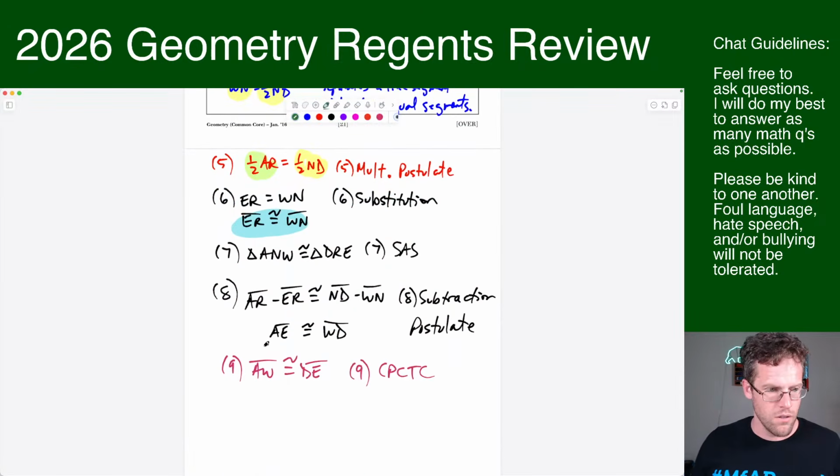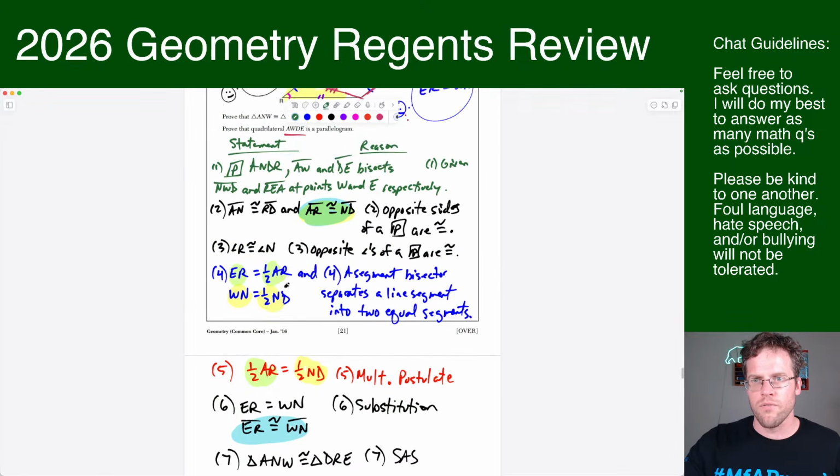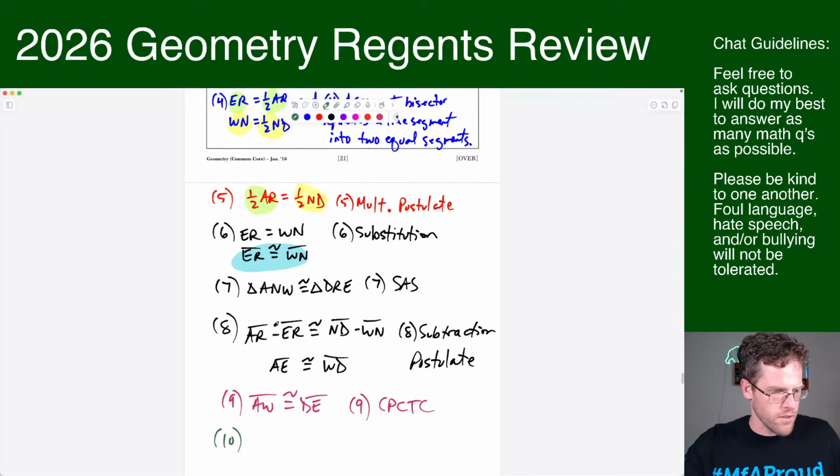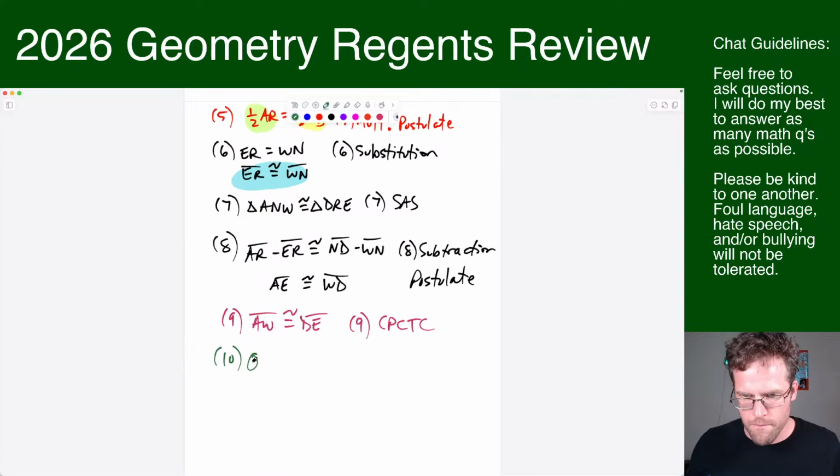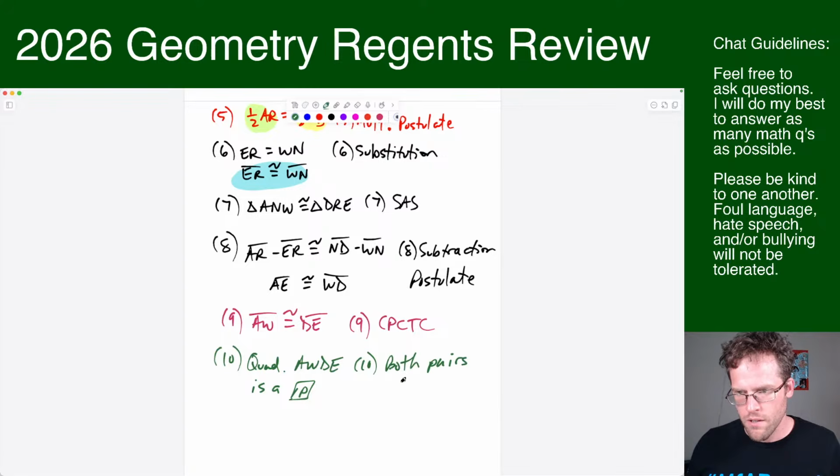So I can finally say the last thing I'm trying to prove. Quadrilateral AWDE is a parallelogram. Oh, I have it on my paper over here. So quadrilateral AWDE is a parallelogram. The reason? Both pairs of opposite sides are congruent. Okay.